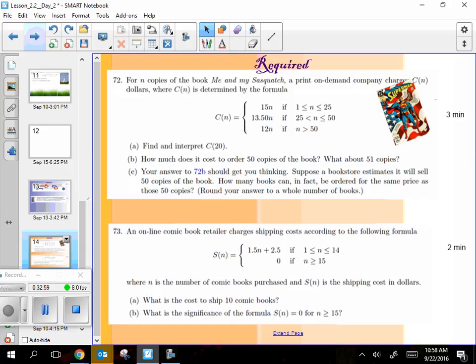I want to warn you, the homework is pretty much all R3 type questions. If any of these were on a test, this is an R3, as in a hard question. Not impossible, but there's only 4 of them for a reason, because they're challenging. So this graph, it's 15n if you're between 1 and 25.